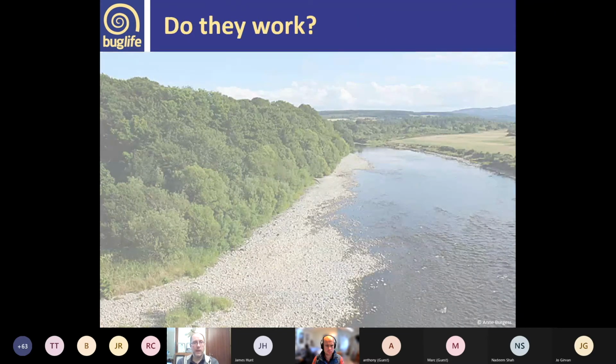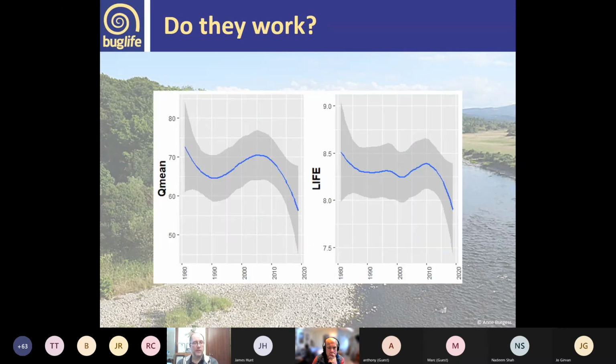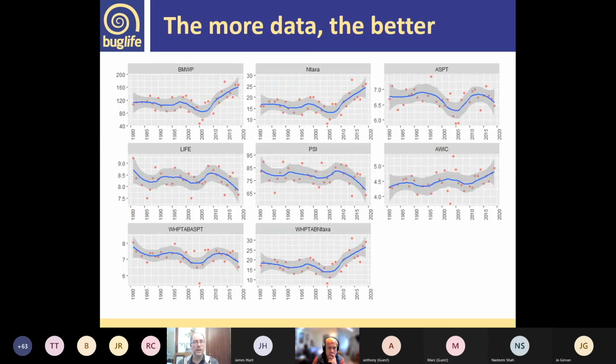Do they work? Well, yes, they work. Just as an example, this is the River Spey at Fochabers, just down from the gauging station on the river. On the left is the average flow from that gauging station since 1980, and the LIFE score calculated from the invertebrate samples from that point as well. And you see that they match quite well. They show the same trend. And it's a point to make that the more data you have, the better.